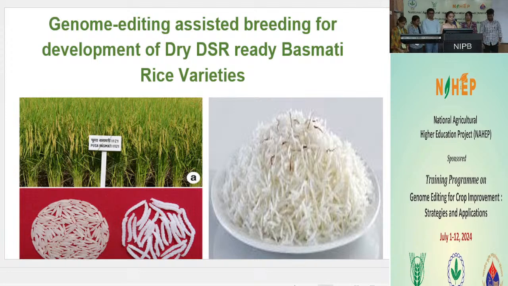As you can see, I have mentioned the major constraints in rice production. In that, what we are pricing is dry DSR. What is DSR? The consumption of water in rice production is one of the major constraints, which we want to skip.